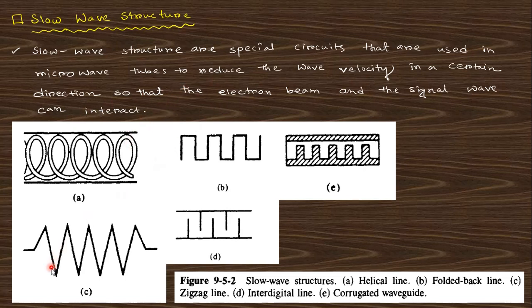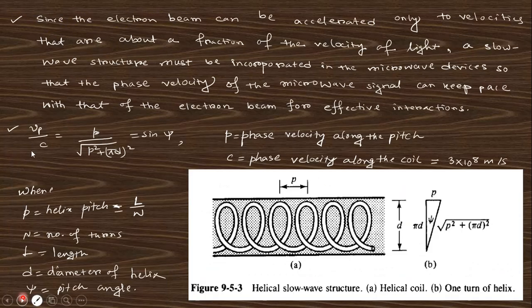Clear about this one? This is helical, this is fold back line, this is zigzag line. Integer interdigital line and congruent wave. So these are the ways to interact the electron with the RF power. That's the process.